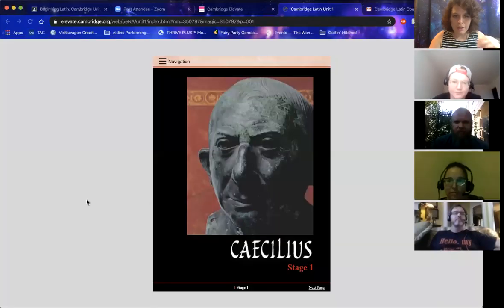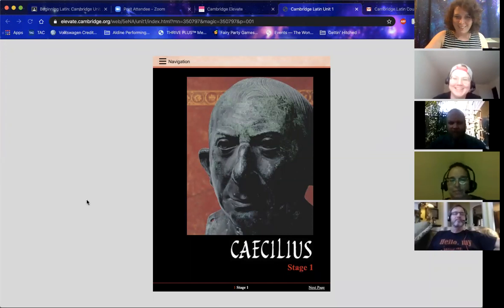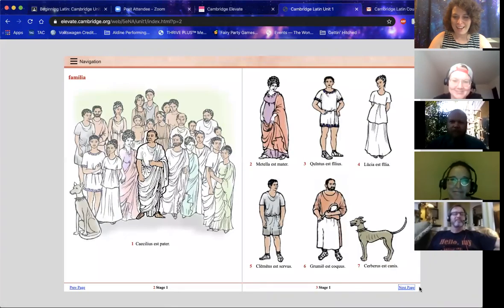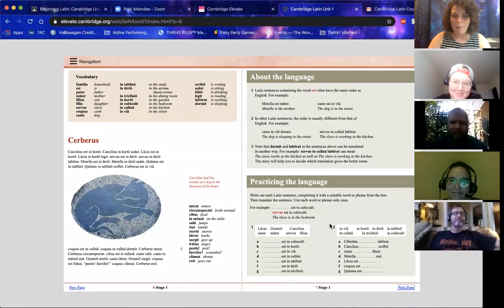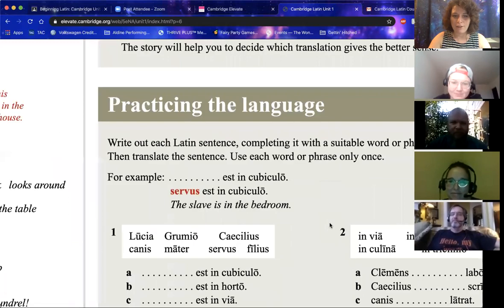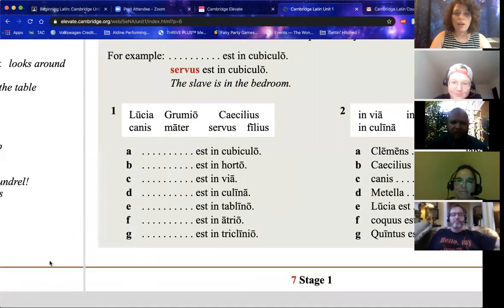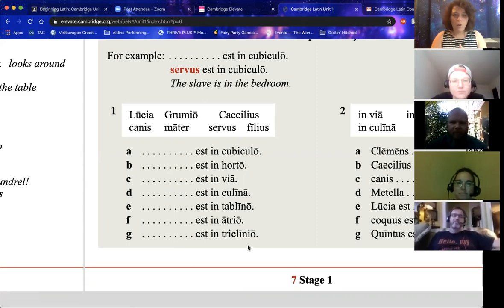All right, can you guys see Caecilius's lovely face? Hello, Caecilius. How you doing? You're dead. Awesome. Okay, so here we go. We're going to take a look at practicing the language right here, and we're going to look at number 1. If you have your own text, it should be the same, so feel free to follow along there. I'm just going to call on one of you to tell me what would be the correct location for this person, and then I'm going to ask you to justify it.